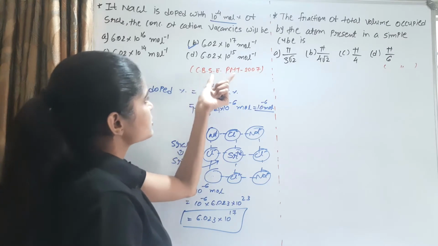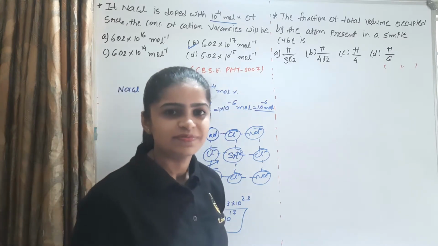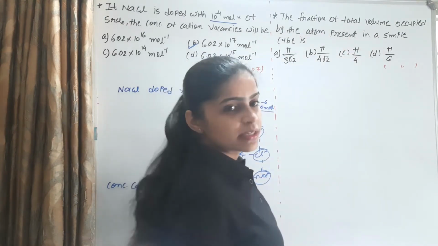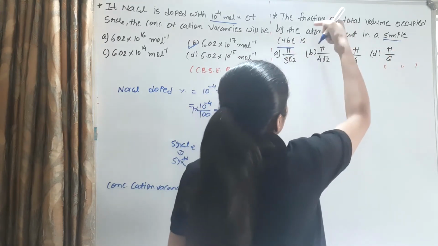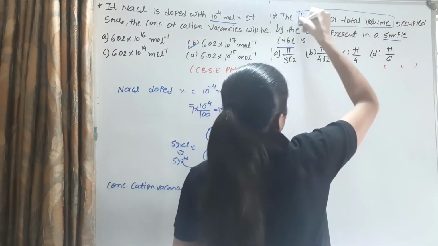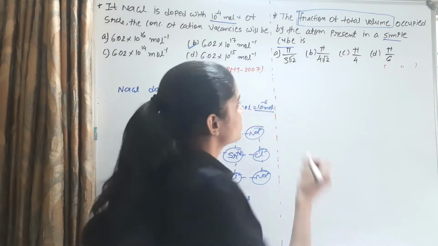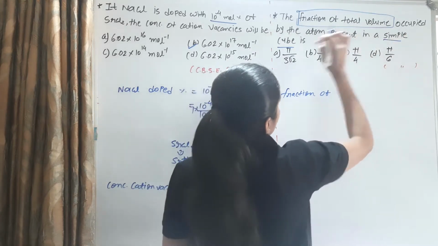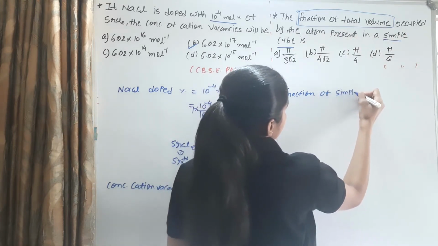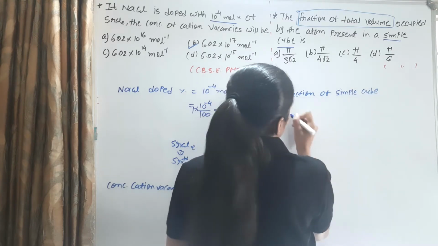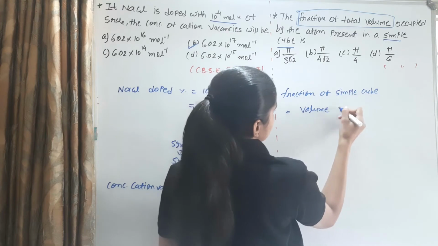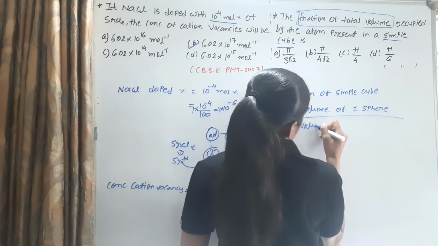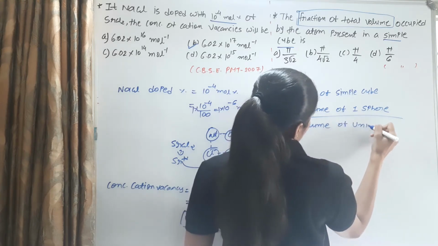That is the CBSE PMT 2007 question. Of the total volume, find the fraction occupied by the atoms present in a simple cube. Given cube is the simple cube. We find out the fraction of total volume. Fraction of simple cube is equal to volume of one sphere upon volume of unit cell.